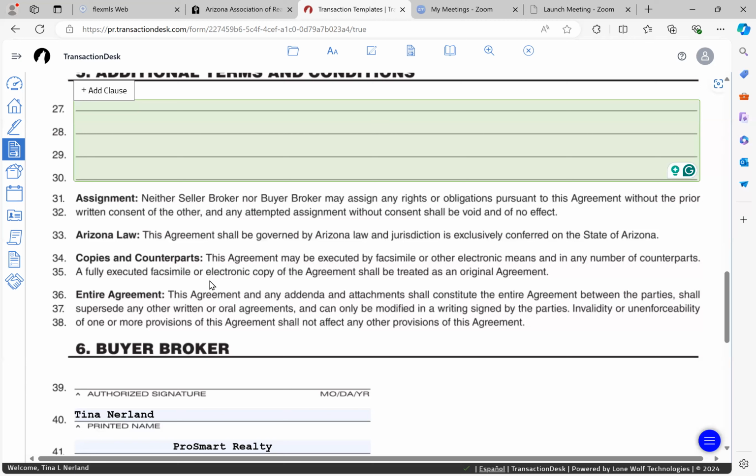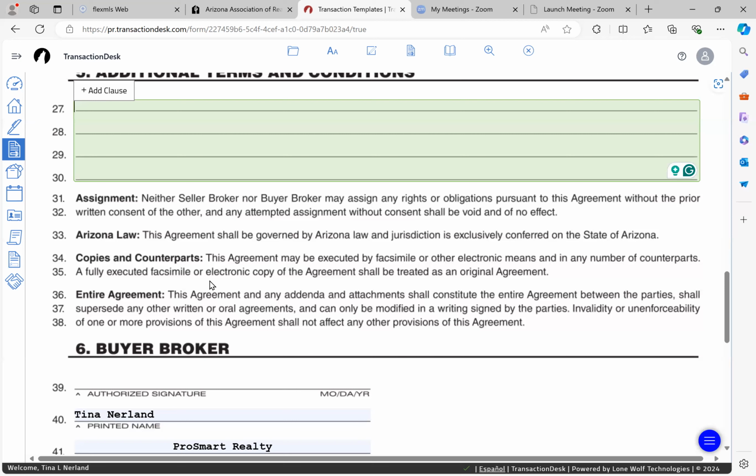Copies and counterparts. This agreement may be executed by facsimile or other electronic means in any number of counterparts. A fully executed facsimile or electronic copy of this agreement shall be treated as an original agreement. Just meaning that one person can sign multiple copies of this agreement, and once brought together, it forms one document.